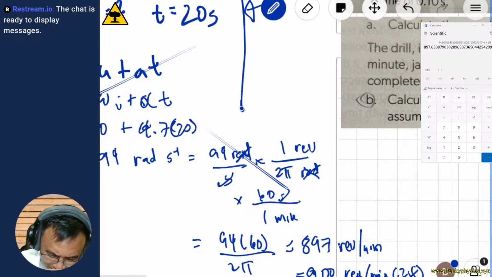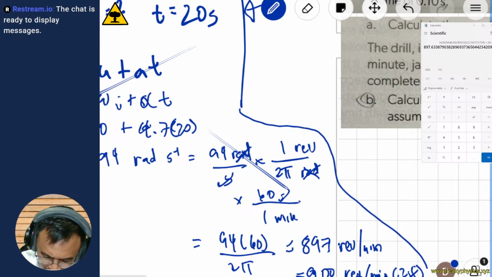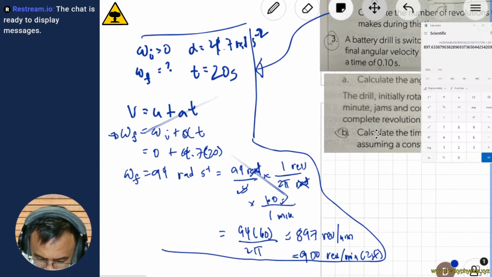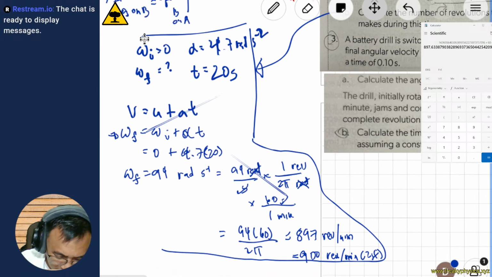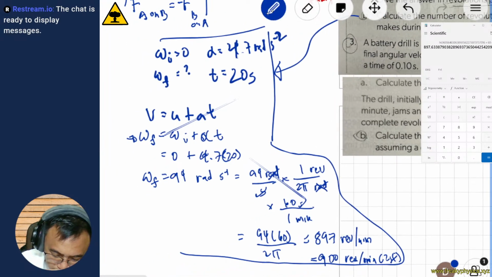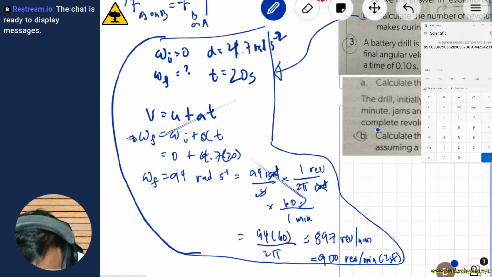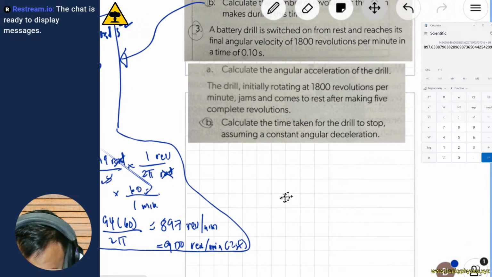So for 3, calculate the time taken. I think I can do that one. We're talking about number 3, right? Yes. Again, tell me which formula you would use, assuming the angular deceleration is constant, and we have revolutions and time. Let's identify what we know. You have alpha from part A. What else do we know?